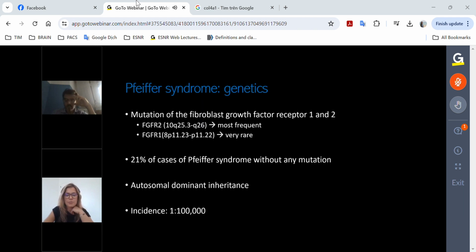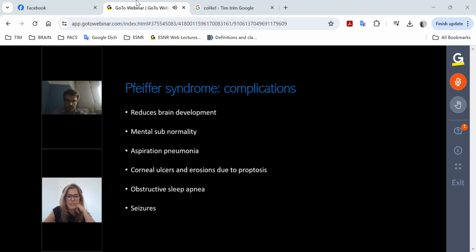So this syndrome is linked to a mutation of the fibroblast growth factor receptor, type 1 and 2, and the most frequent is the type 2. And in 20% of the cases, as in our case, you don't find any mutation. So the inheritance is dominant, and of course, it's quite rare. So there are some complications to be aware of linked to the reduced brain development. The mental status is subnormal.